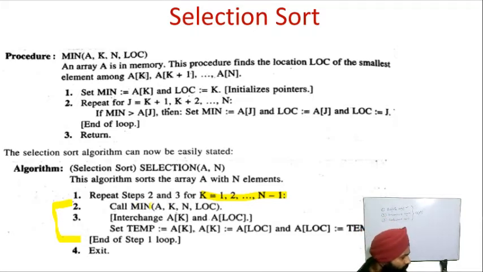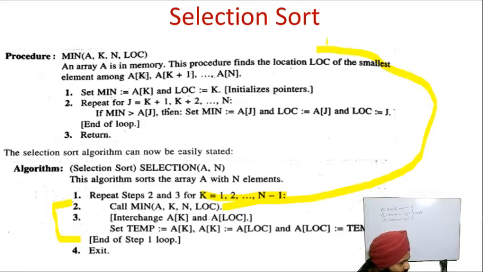So call min. This will call this function, and this minimum function will return me a location. What is the input parameter? That is array a. K is the position, n is the number of elements, and LOC is the location. So these things we have passed in this. Now here set minimum equal to a of k. So if it is the first element, okay.